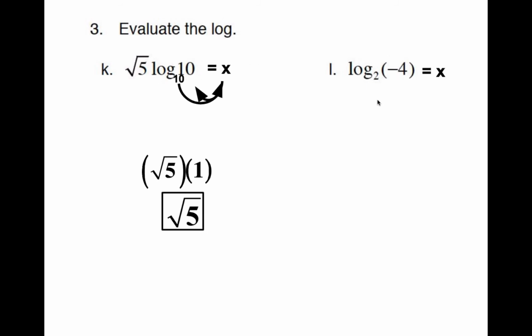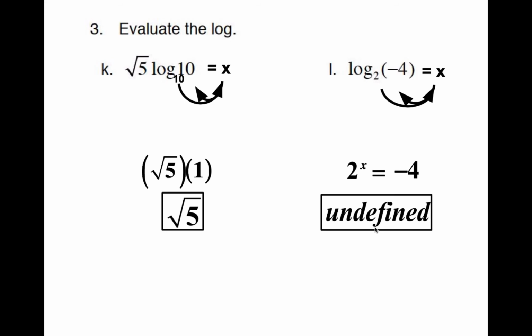For L, there's no number in front to drop down. We have 2 to the x power equals negative 4. There is not a single number that would make this work. So this is undefined. You can't take the log of a negative number. Won't work.